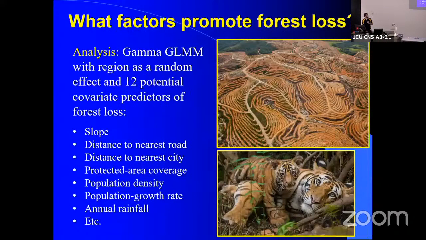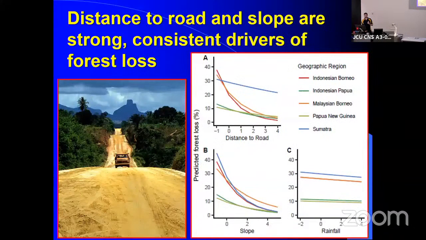And we also wanted to look at what factors promote forest loss. And this is where Saurabh was a big help to do some complex modeling here. So we used gamma GLM, and we modeled the effect of roads on forest cover, and we included 12 other covariates of forest cover. Things like slope have been shown to be related to forest cover in the past, distance to nearest city, protected area coverage, all these sorts of things. And after a lot of statistical work from Saurabh, we found that even with all of these different potential covariates, only 3 were really consistent, strong predictors of forest loss. And that is distance to road and slope being the strongest, and rainfall also having an impact.